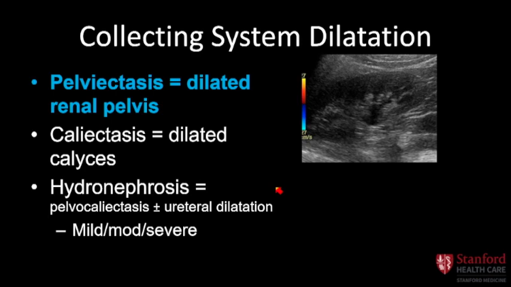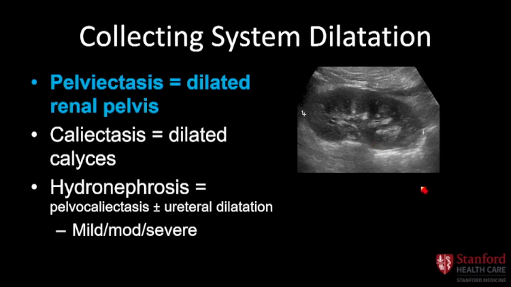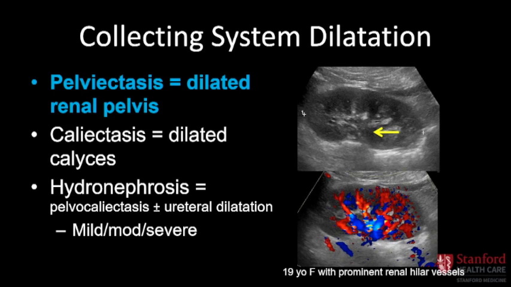So when we are assessing for collecting system dilatation, I think it's important to use vocabulary that is consistent. And so when we look at the collecting system, if the renal pelvis is dilated, we would call that pelviectasis. Color Doppler is really important in confirming pelviectasis to confirm that that is truly a dilated renal pelvis as opposed to vessels. This is a different patient who kind of looks like they have pelviectasis, but with color Doppler, we see that it actually fills in completely with color. So these are just prominent renal vessels. So color is really important in helping to differentiate between the two.